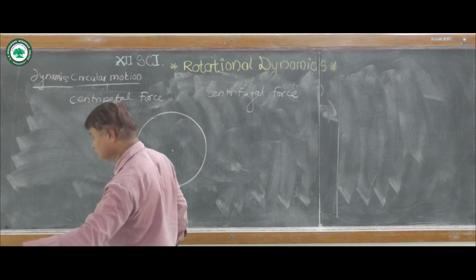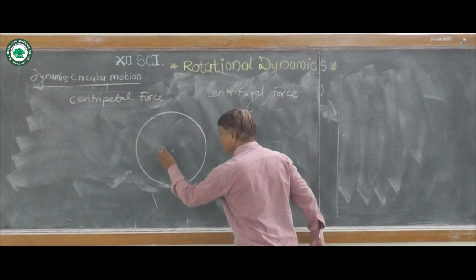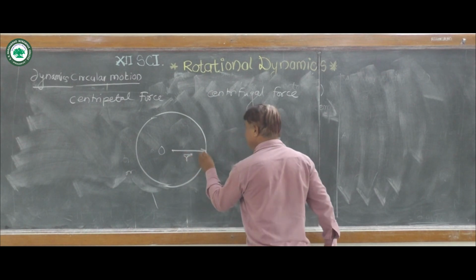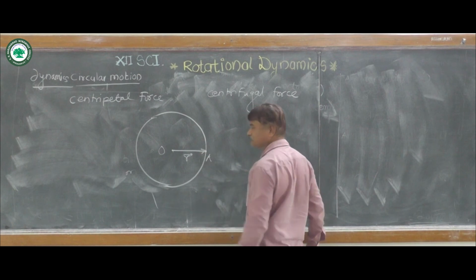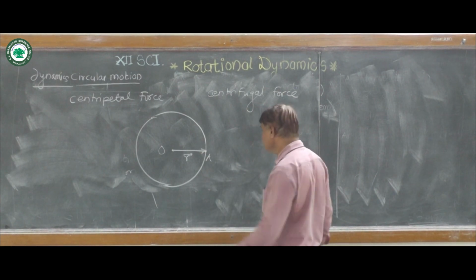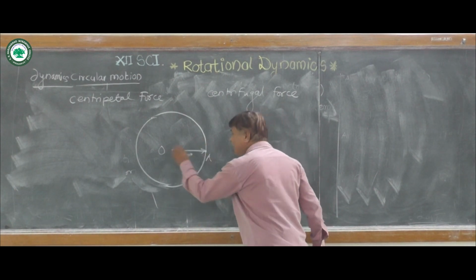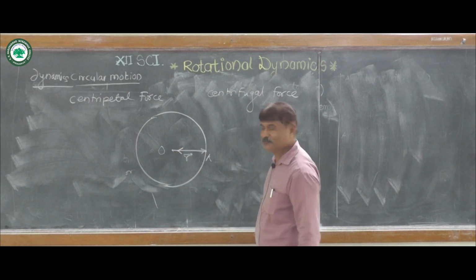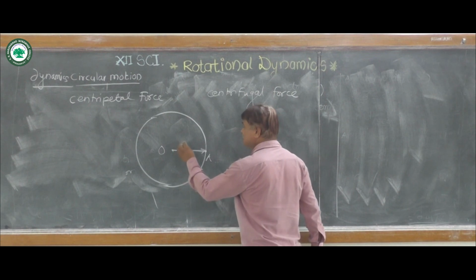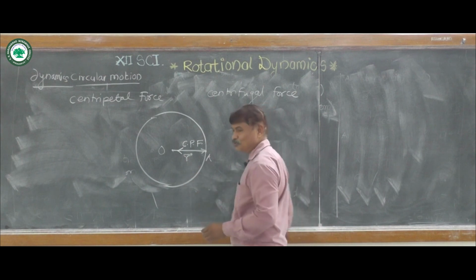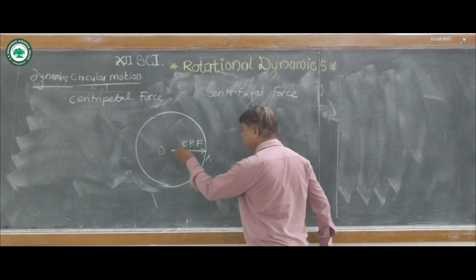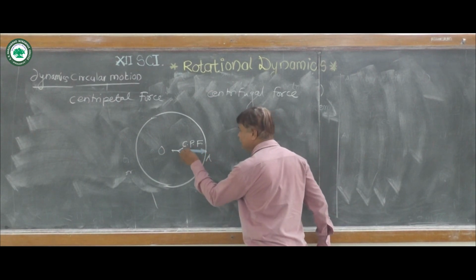Now this is the center of the circle. This one is the radius vector r bar. When the particle is at a position, a force acting on the particle along the radius directed toward the center, in this way, that force is called centripetal force. So with the help of this diagram, we can write the definition of centripetal force.